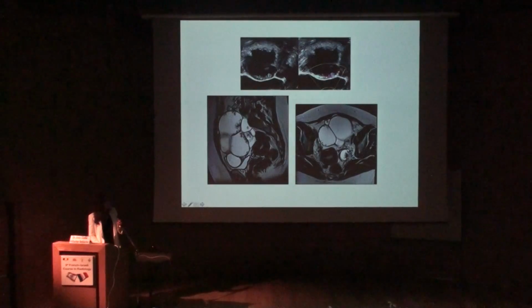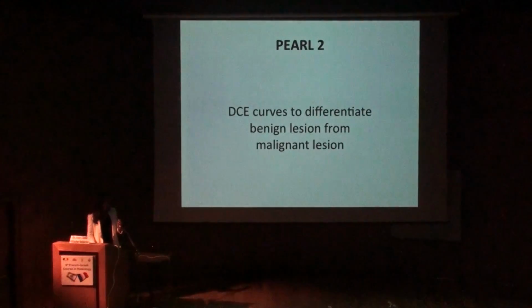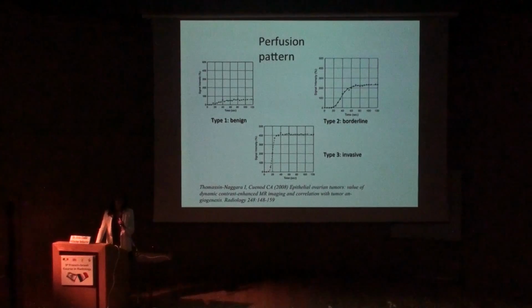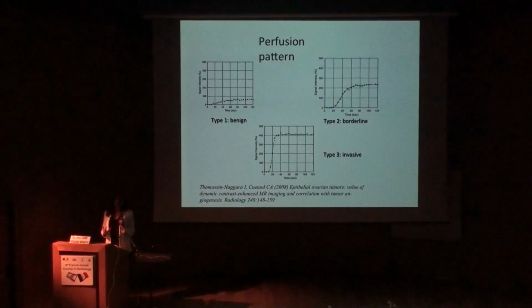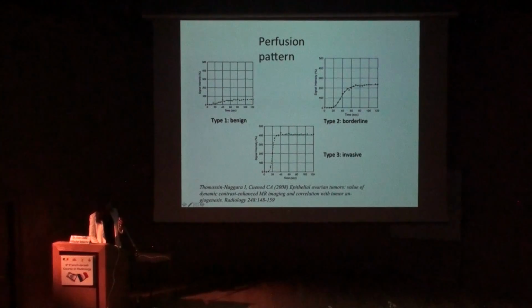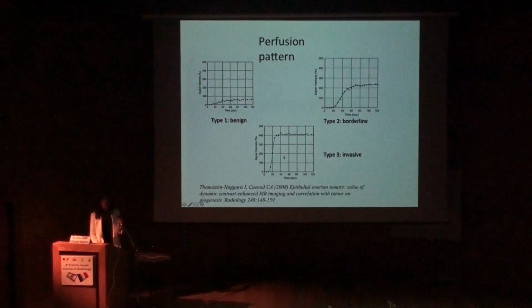You have another example. You have a mixed mass. You can see some little vegetations here, and the element that can help you to differentiate benign and malignant is to perform some curves to characterize the type of enhancement. And we know, thanks to the work of Isabelle Thomassin, that we have three main patterns. These two patterns are quite benign. The third is the intermediate enhancement, and this type of curve is a synonym of malignant lesions.